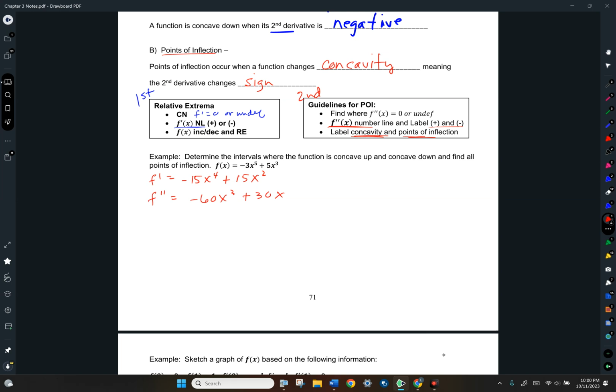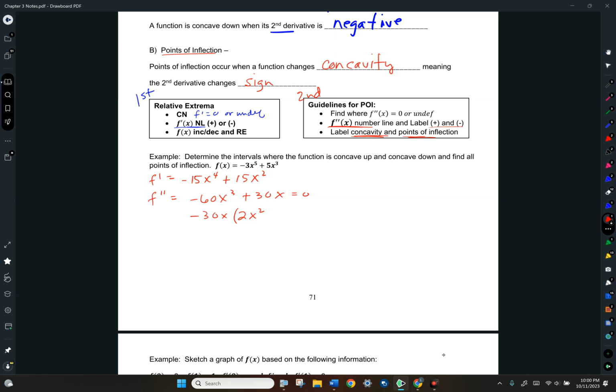First of all, I can tell that since this is a polynomial, it's never going to be undefined. But I can set it equal to 0. I think what I'll do is factor out a negative 30x. If I do that, I'm going to have positive 2x squared.